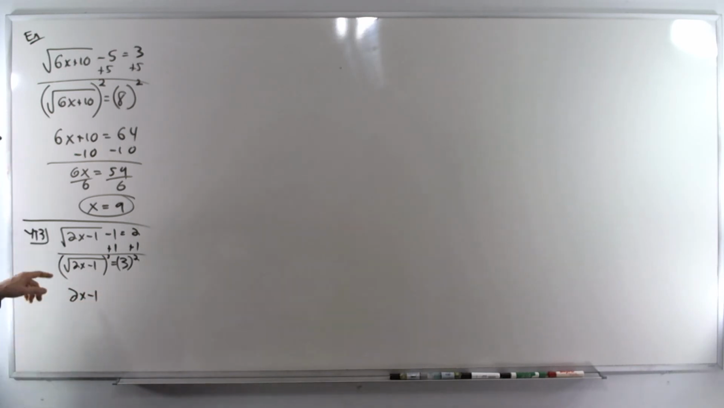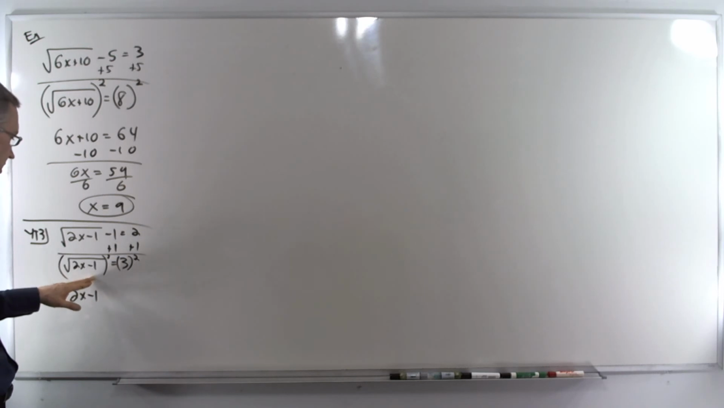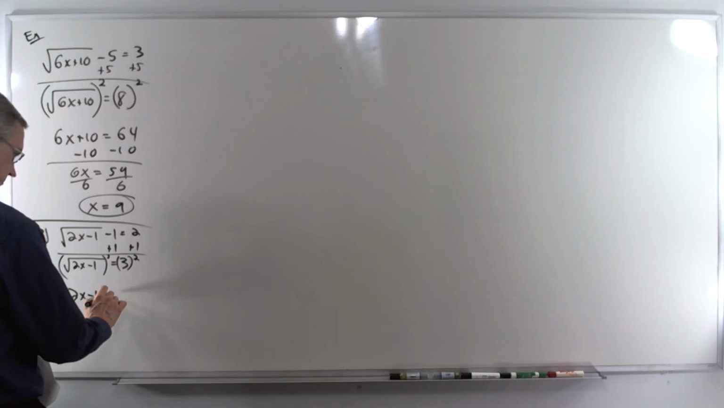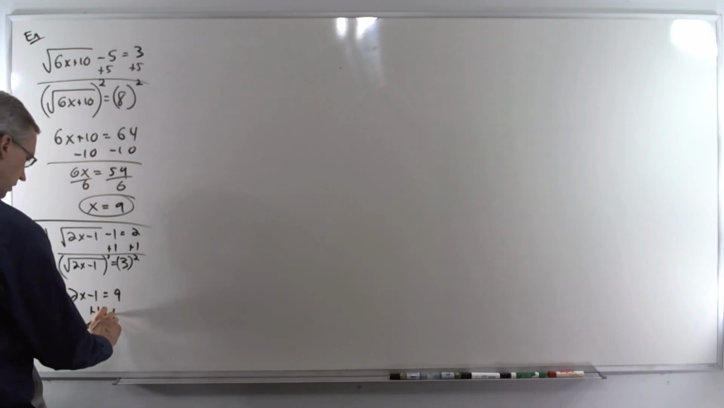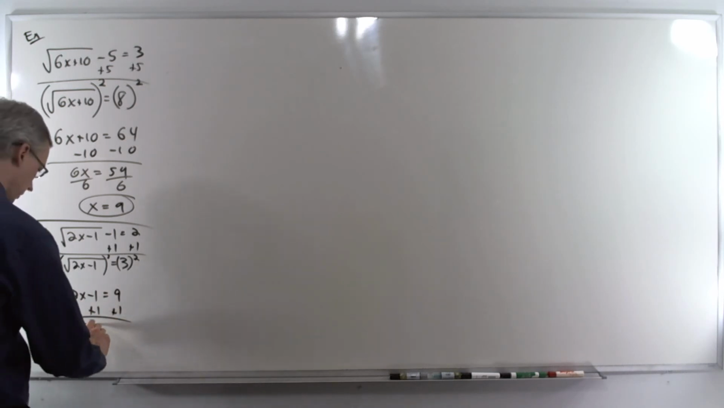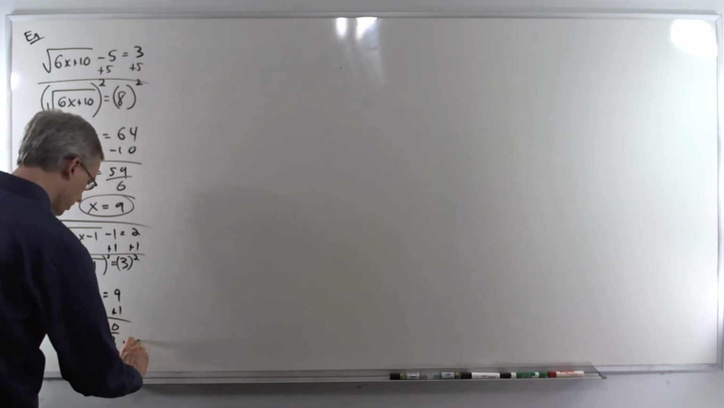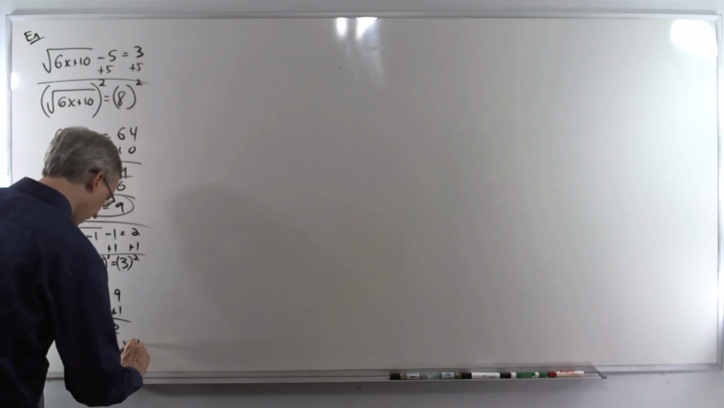All right, so we're going to get the radical by itself, add 1 to each side. That gives us the square root of 2x minus 1 equals 3. And at that point, we can square both sides. So we get 2x minus 1 equals 9. We're going to solve this now, add 1 to both sides. We get 2x equals 10. Divide each side by 2, and we get x equals 5.